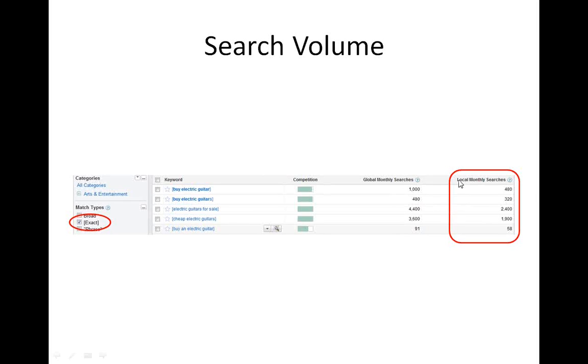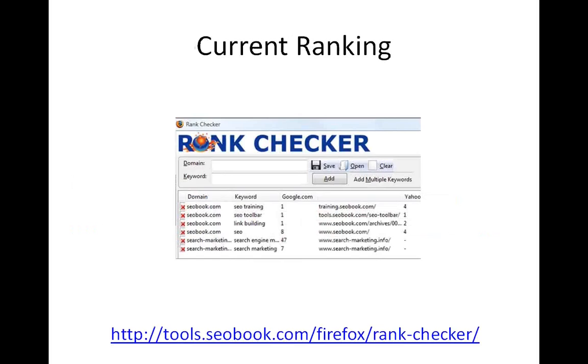And you care about the local monthly searches. So for example, buy electric guitar has 480, whereas cheap electric guitar has 1,900 searches a month, and electric guitars for sale has 2,400. Okay, so you want to see how many people are searching for each of the keywords you're analyzing.